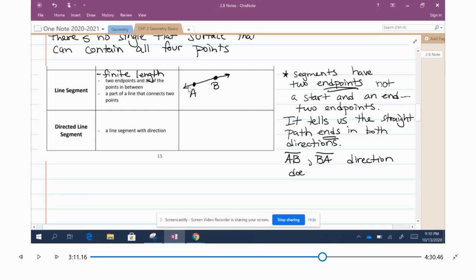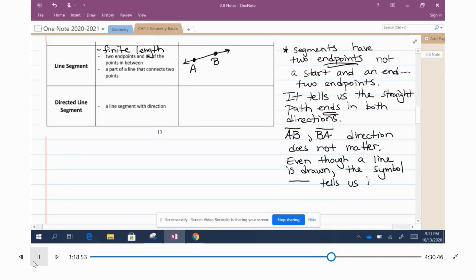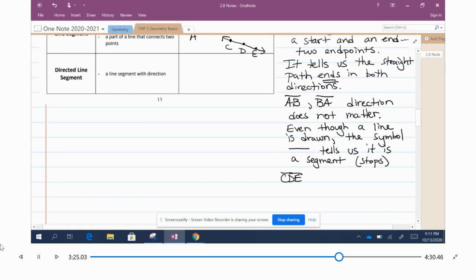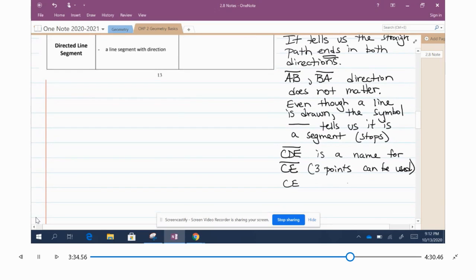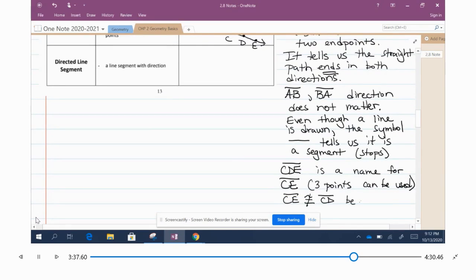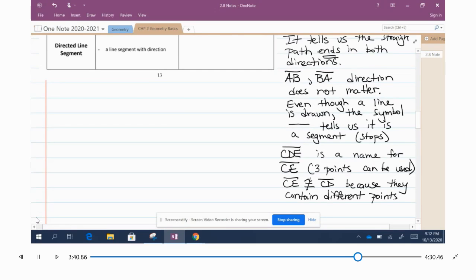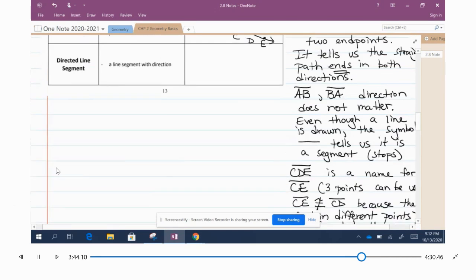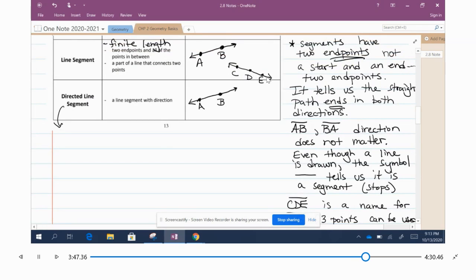So none of these points count. It's only the points from A to B along that straight path in between, and inclusive. The direction, A to B or B to A, doesn't matter. Okay. And when there's no arrows, basically it's telling us it stops. All right, you can have 3 letters to identify a segment, as long as they're in order. Okay, CE this time is not the same as CD because it's not a line, right? This doesn't go as far.